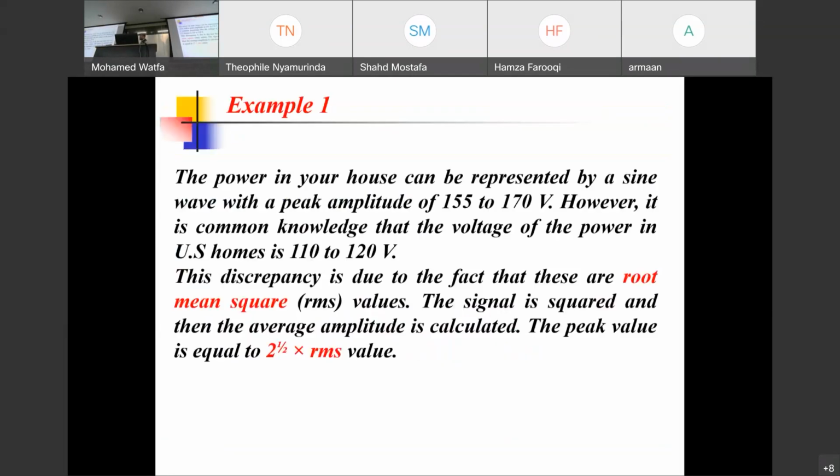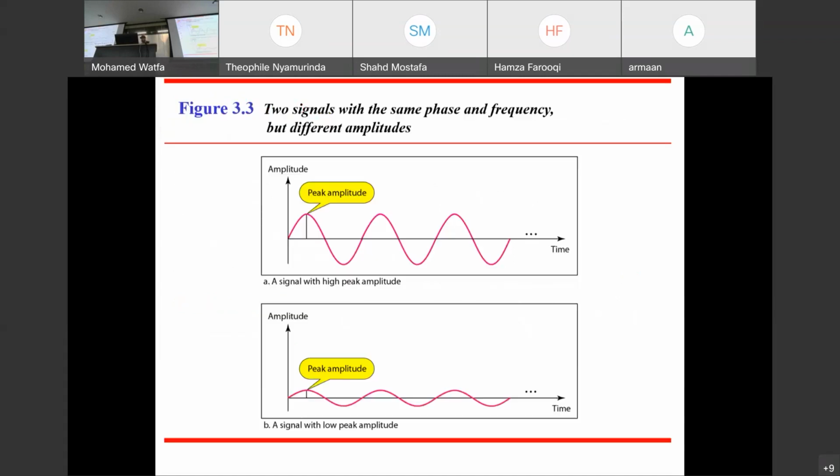For example, in the US I think it's 110 to 120. What you don't know is this is what we refer to as the root mean square. So you have to multiply by the square root of 2 to figure out the peak amplitude. If I told you the power is 110, what's the peak amplitude? It's radical 2 times 110, which is typically 155. That's the peak of the wave. Both of these have the same phase and frequency, but different amplitudes.